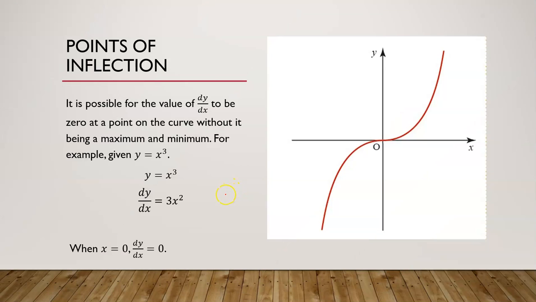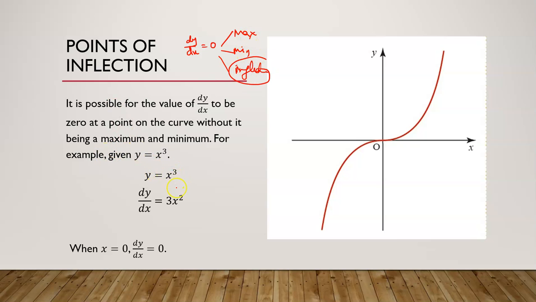Okay, so this is point of inflection. It is possible for the value dy over dx to be 0 at a point on the curve without being a maximum or minimum. Okay, maksudnya tadi kalau dy over dx equals to 0, it can be maximum, minimum, or inflection point. Okay, kalau dia tidak menjadi maximum or minimum, it is an inflection point.